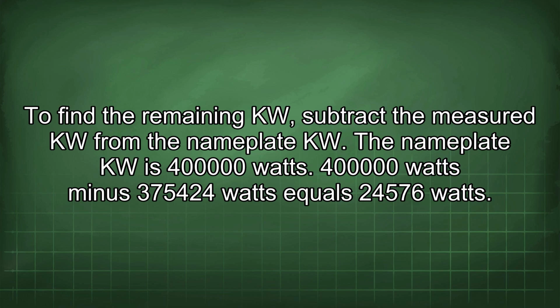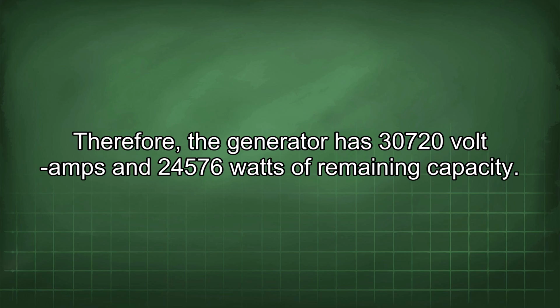The nameplate KW is 400,000 watts. 400,000 watts minus 375,424 watts equals 24,576 watts. Therefore, the generator has 30,720 volt amps and 24,576 watts of remaining capacity.